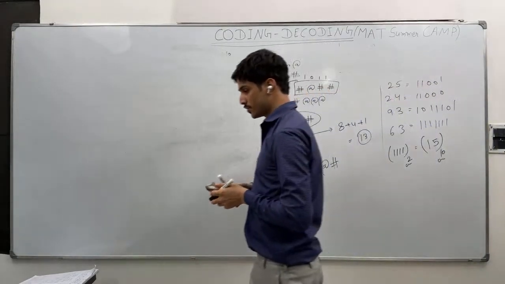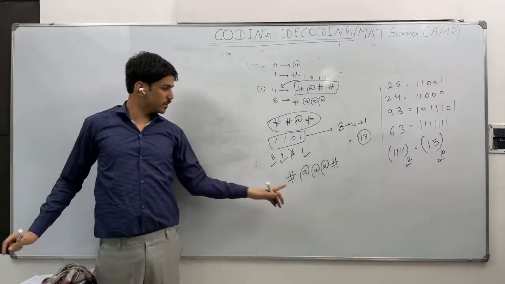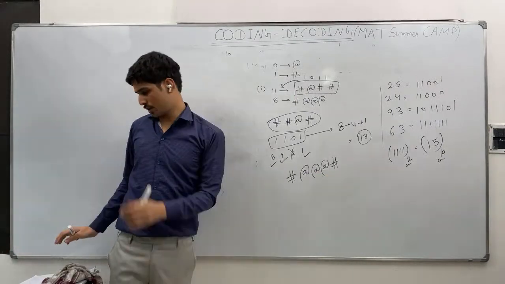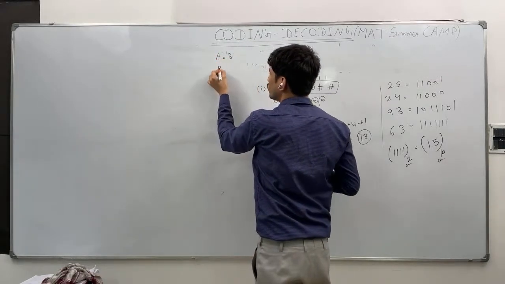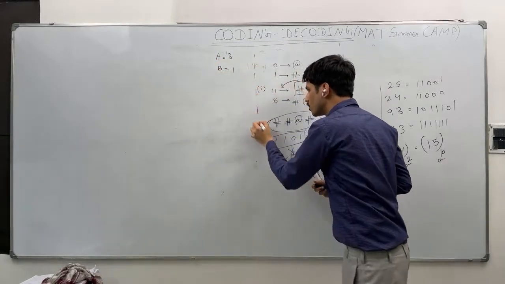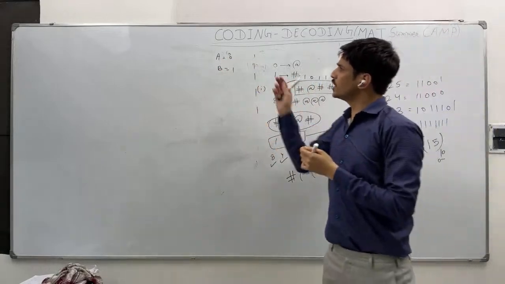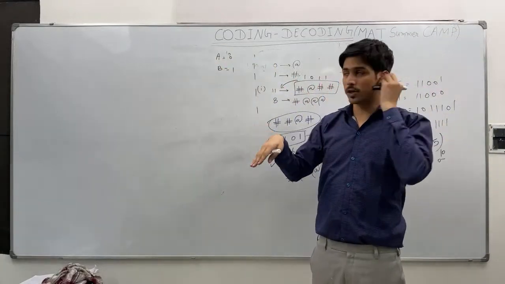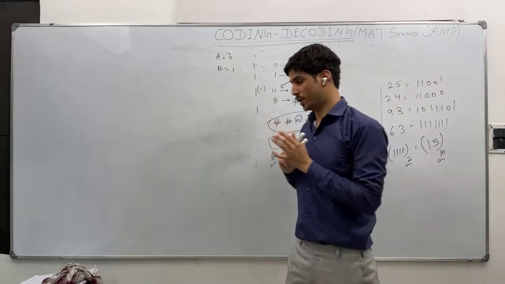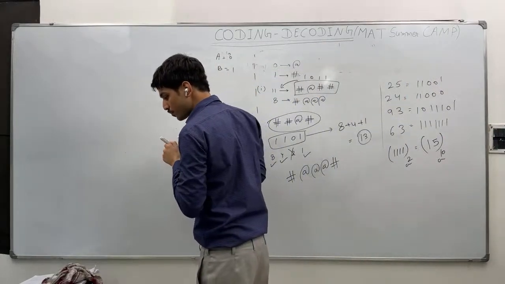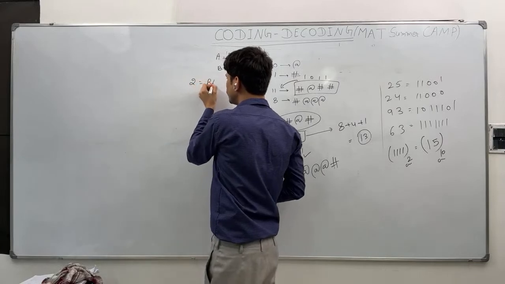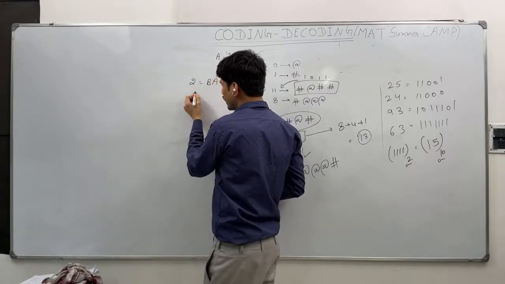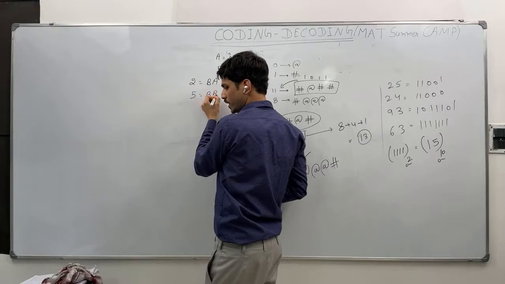17 or 17, right? This one is 1, 0, 0, 0, 1. Okay. Next question. Let's say you have A equal to 0, B equal to 1. So what they are doing is, to confuse you, they are just using different symbols for 0 and 1. So A equal to 0 and B equal to 1. Now they are giving 2 equal to BA, and 5 equal to BBA.